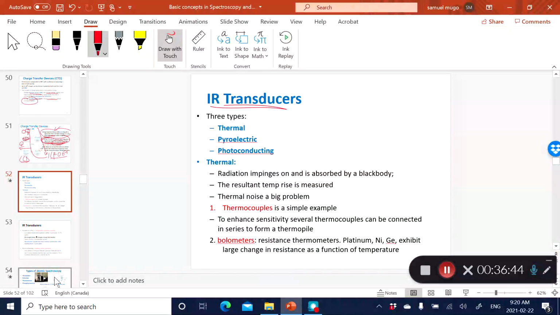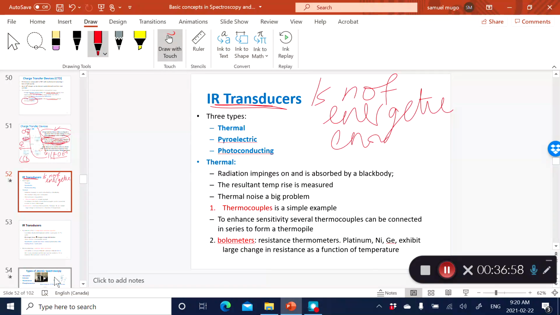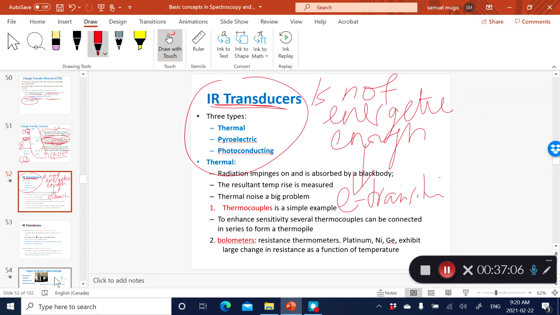So the other types of detectors that I'm gonna talk about are the IR transducers. And as I said, IR is not energetic enough to cause an electronic transition. And that's why we need a different set of detectors for the IR. So there's what you refer to as thermodetectors. There's also what you refer to as pyroelectric IR detectors. And lastly, there's what you refer to as photoconducting detectors, which are the photodiodes.